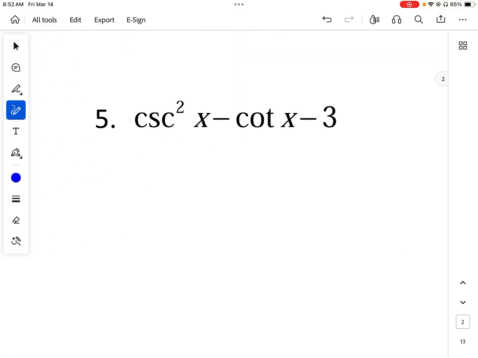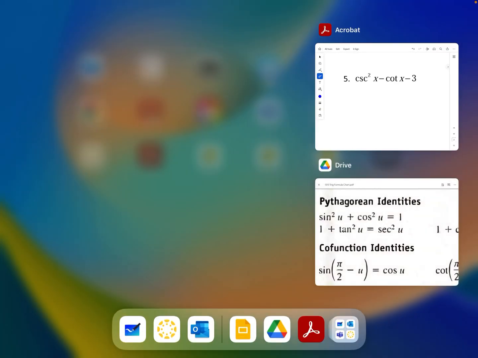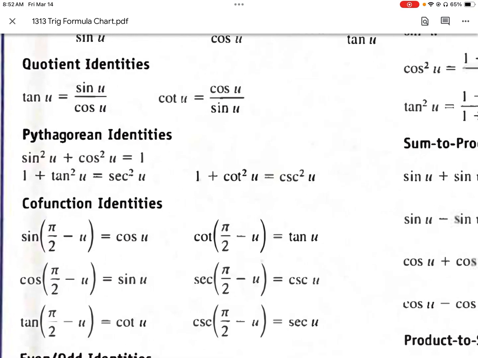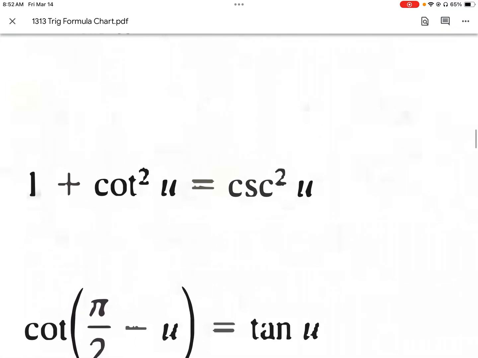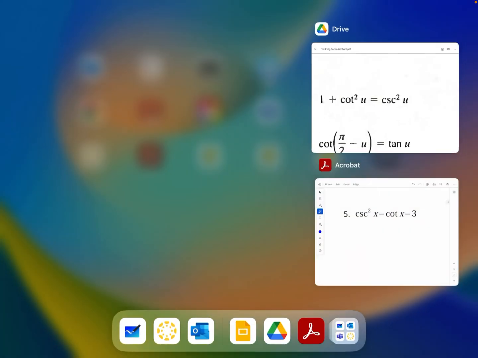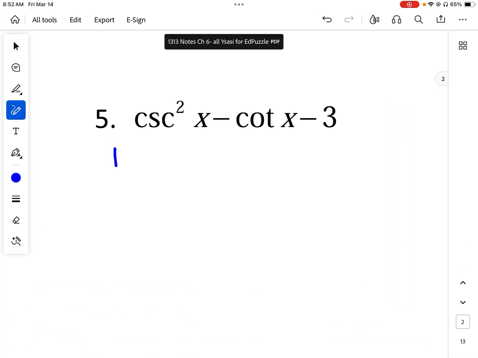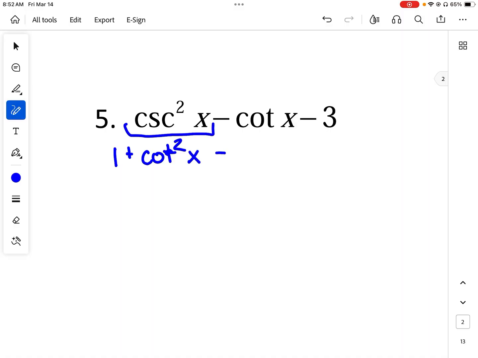All right, let's go to number 5. Cosecant squared x minus cotan x minus 3. All right, let's look at our Pythagorean identities. Okay, so we're looking for cosecant. Oh, it's right here. 1 plus cotan squared x is cosecant squared. So I'm going to replace that with 1 plus cotan x squared. So I'm replacing that, and I'm just going to carry down the rest.